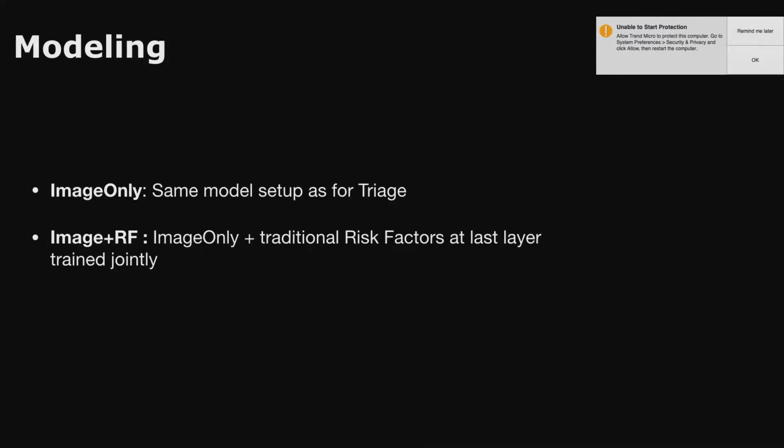The modeling is very similar. It's the same kind of template as from triage, except we experimented with a model that's only the image. And for the sake of analysis, a model that's the image model I described to you before, concatenated with those traditional risk factors at the last layer and trained jointly. Does that make sense for everyone? So we're going to call that image only and image plus RF, or hybrid.